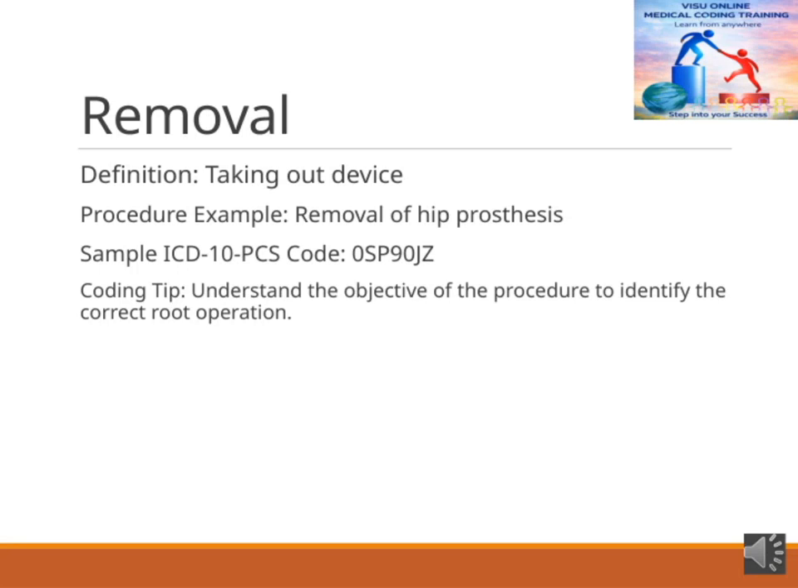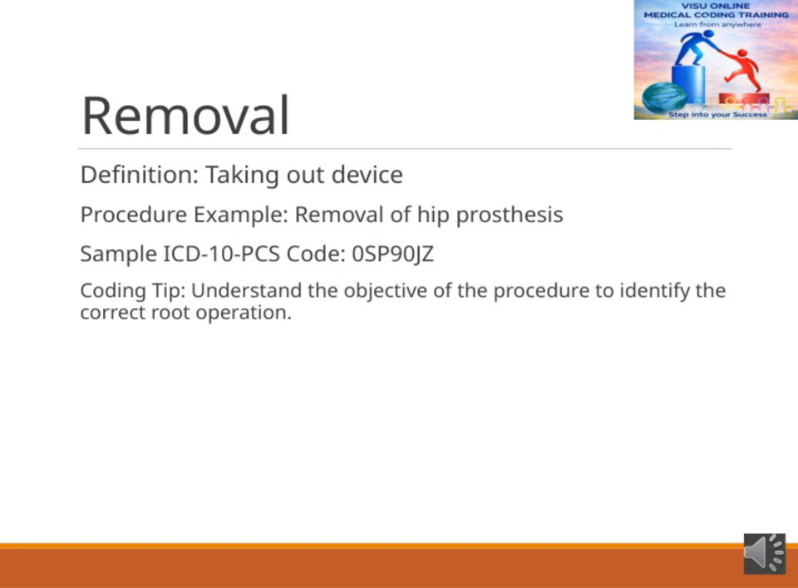Today, we'll be focusing on the concept of taking out or removing a device, which is a common type of procedure you'll encounter. An example of this is the removal of a hip prosthesis, which is a procedure where a device that's been previously implanted is taken out. The specific code for this in the ICD-10 PCS system is 0SB90JZ.